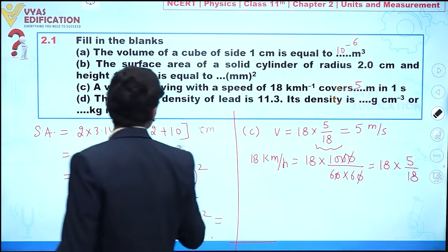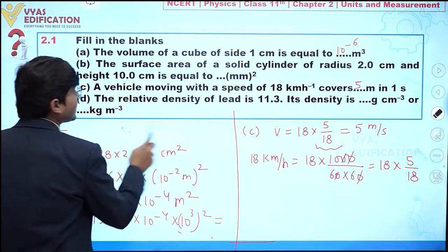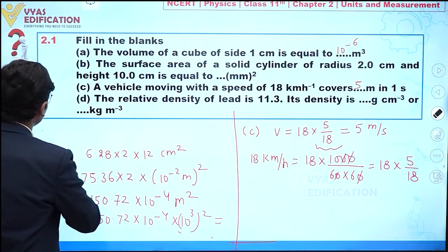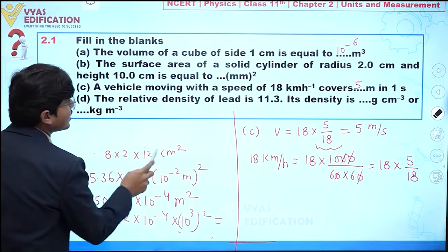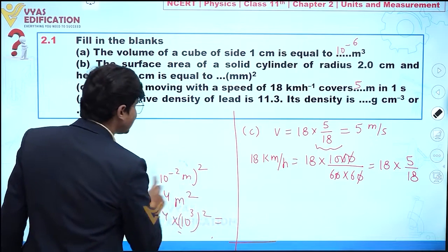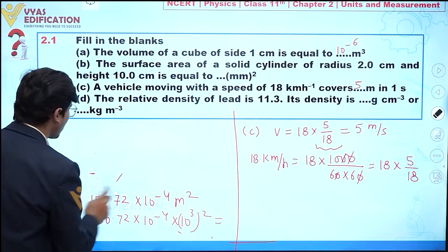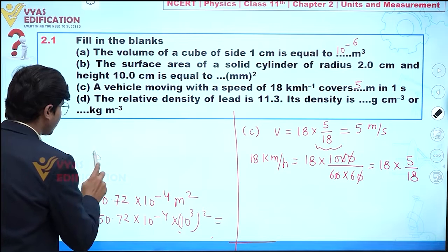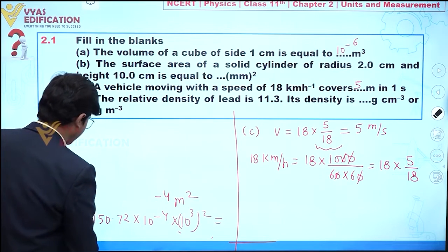Part number D. In part number D, relative density of lead is given to you. This is 11.3 and now we have to find this density in gram per centimeter cube or kilogram per meter cube. Clear? So concentrate.